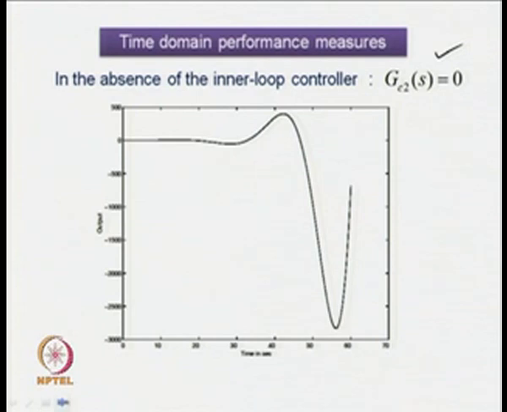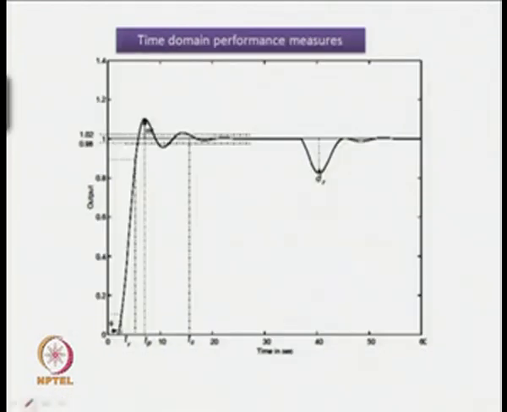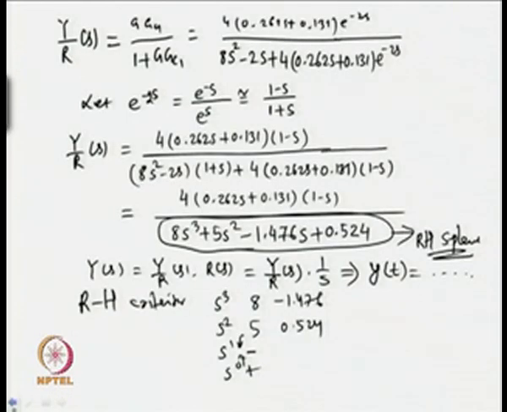Now, what happens when GC2(s) is not 0? That time one can find similar expressions.